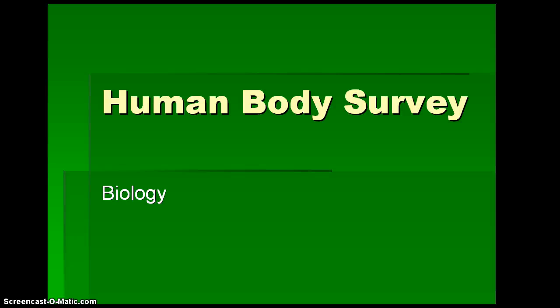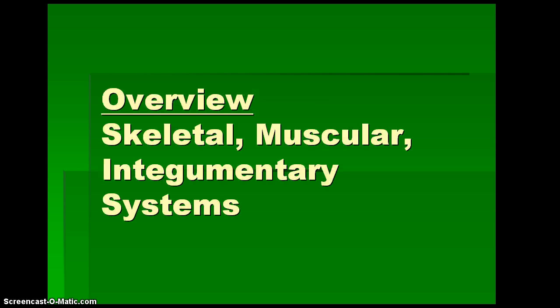Hello everybody. Today we're going to be starting with our unit on human biology, and we're going to be discussing over the next couple weeks the different systems in the body, focusing in on a few of the 11 systems. Today we're going to be focusing in on an overview of the body, discussing basic anatomy and physiology terms, and then we're going to focus in on the skeletal, muscular, and integumentary systems.